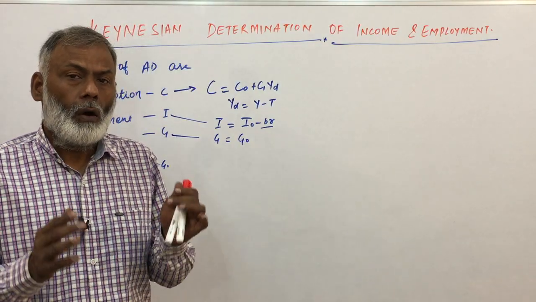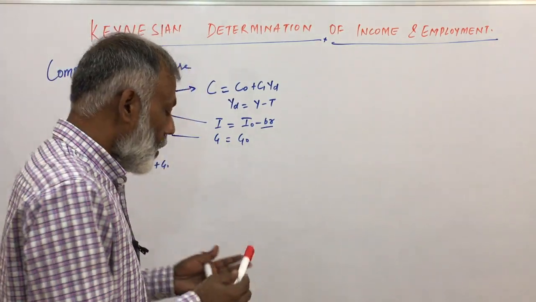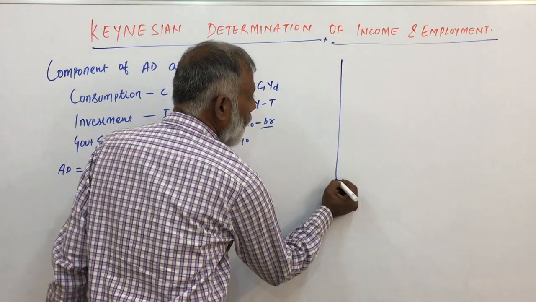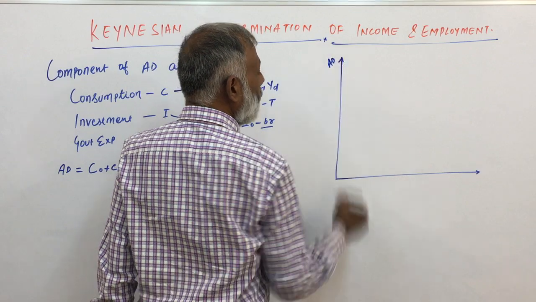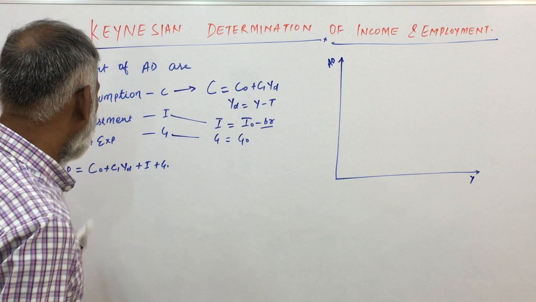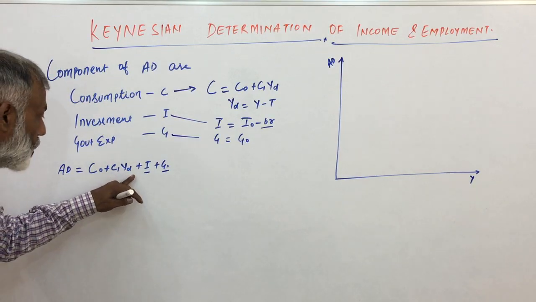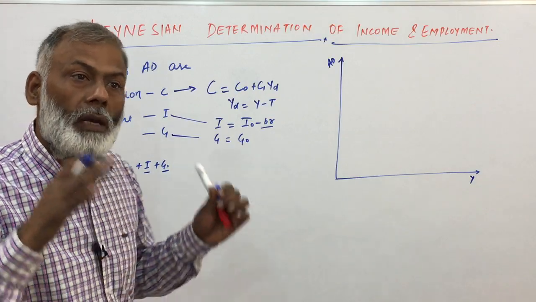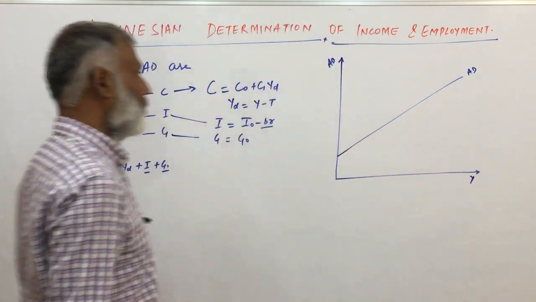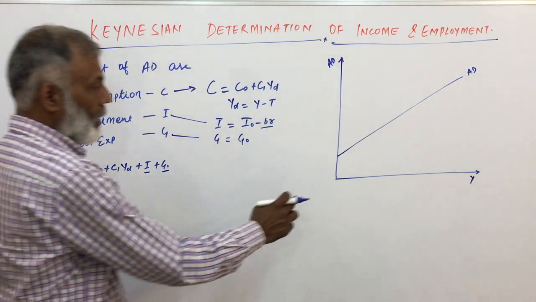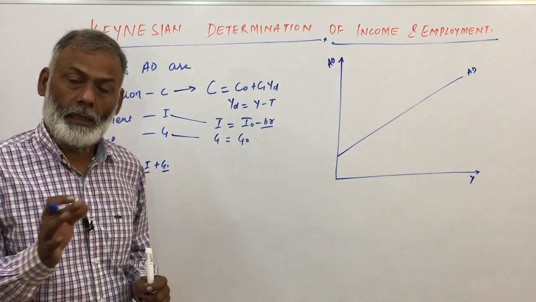Now, if we represent this on the aggregate demand and income space, we will have this curve. Here is aggregate demand and here is income. See, I is autonomous, G is also autonomous. So the only factor is that an increase in disposable income will increase the consumption. This is called aggregate demand. That is upward sloping. That is, as your income rises, your aggregate demand will increase.